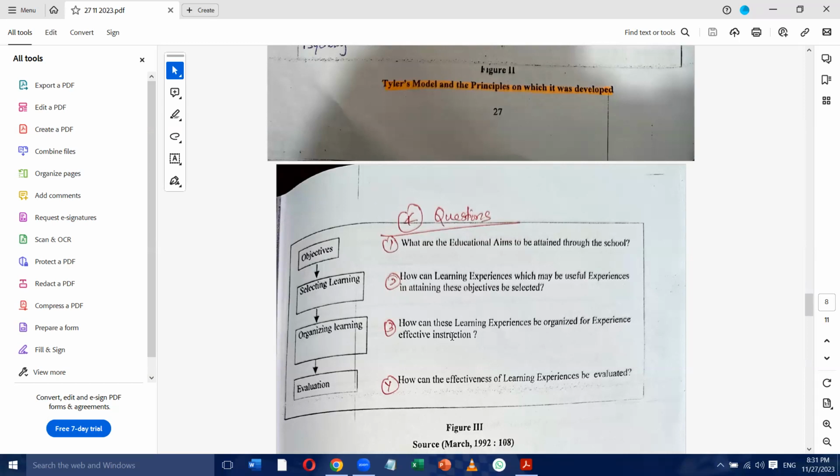Then organizing learning, another question: how can these learning experiences be organized for effective instruction? You have to organize your system of presentation. We have already spoken about this, because normally a lesson or a curriculum is built from the known to the unknown, and not from the unknown to the known. In the last class, we spoke about it.